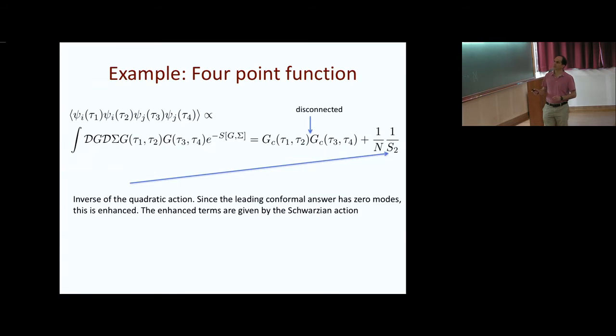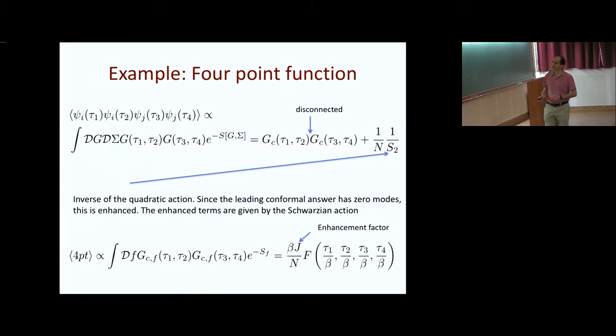And the Gaussian piece has a part that is independent of J that comes from the sigma prime and G prime, and then a part that comes from F, and that will have an extra factor of J. So let's discuss first the part coming from the Schwarzian.